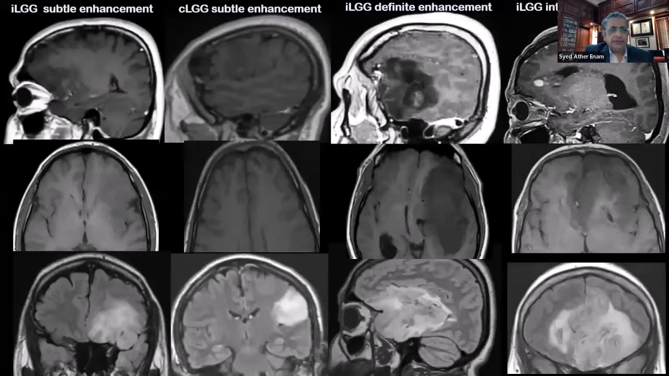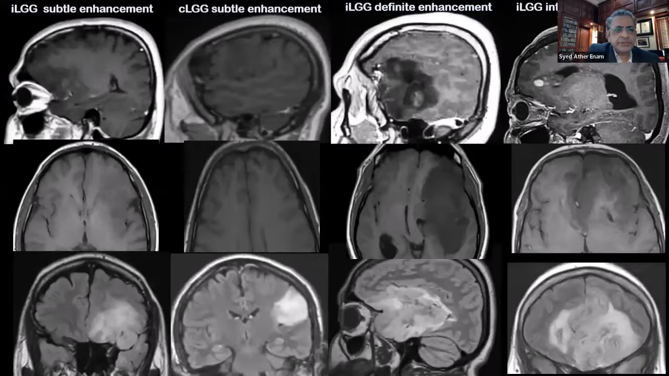And then you look at the enhancement. Once you have seen that it's an intra-axial tumor, then you're thinking mainly of a glioma, right? That's the first thing you're thinking about. But keep in mind other things also, which we'll talk about. So then you look at the enhancement pattern. Now, low-grade gliomas typically don't enhance, right? That's what we know. But there are low-grade gliomas that can enhance.